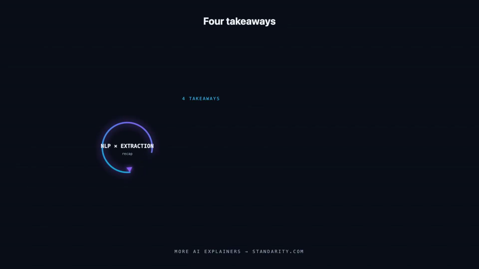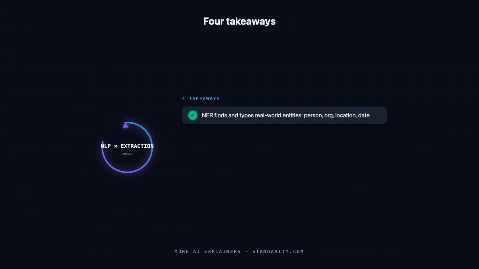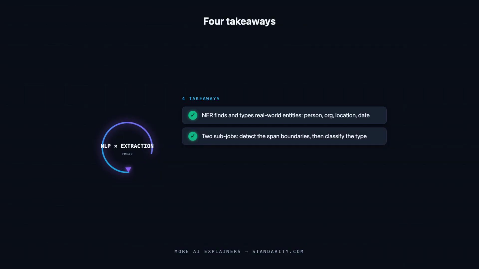Alright, four takeaways worth holding on to. Named entity recognition finds spans of text that name real-world things and classifies them into types like person, organization, location, and date. It splits into two subjobs, detecting the boundaries of a possibly multi-word span, then assigning that span a type.